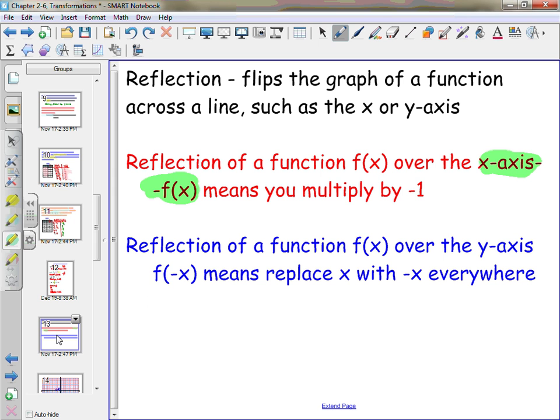Okay? Reflection over the y-axis, though, means that I'm doing f at -x. What in the world does that mean?